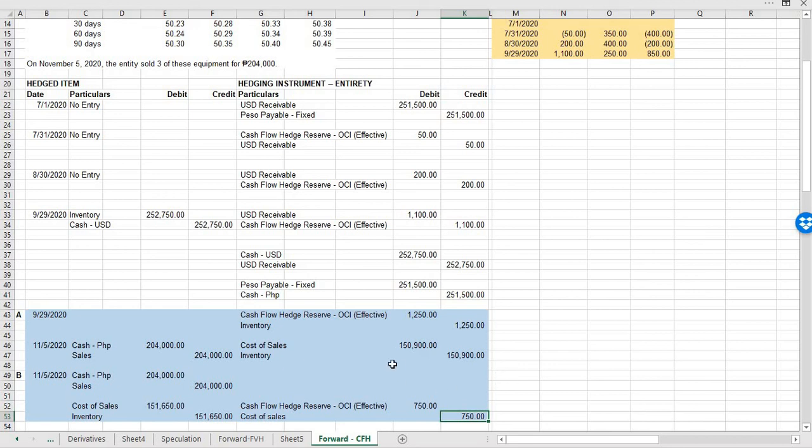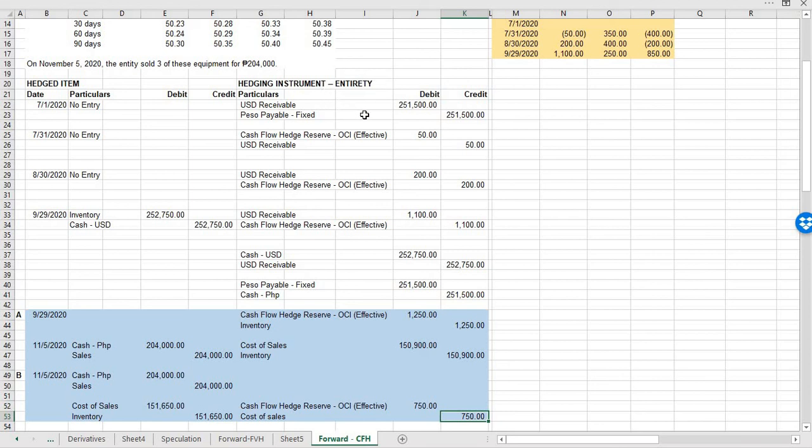So, ganun pa din, either option, i-adjust mo man yung OCI directly sa initial cost ng inventory o kaya naman mag-antay tayo na yung hedge item magkaroon ng effect sa P&L. Regardless, ang cost of sales ay parehas. Dito, 150,900. Yun nga lang, isang entradahan dito sa first option. Pero dito sa second option, dalawang entries tayo. Isa based sa original cost and yung isa is yung reclassification ng OCI to P&L.